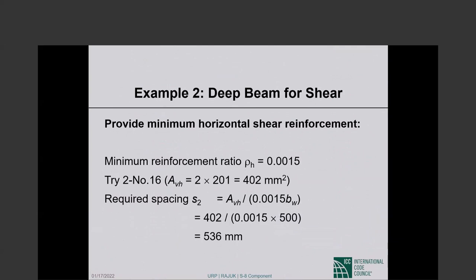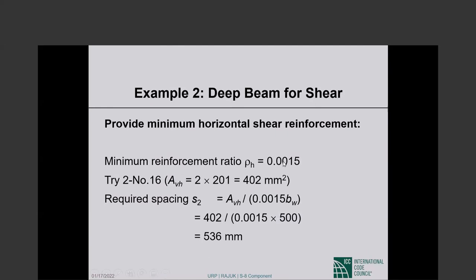Okay. So minimum reinforcement ratio. So minimum horizontal reinforcement ratio is 0.0015. Try two number 16 millimeter diameter bars. That will give us A sub VH of 402 square millimeters. So required spacing would be 536 millimeters.